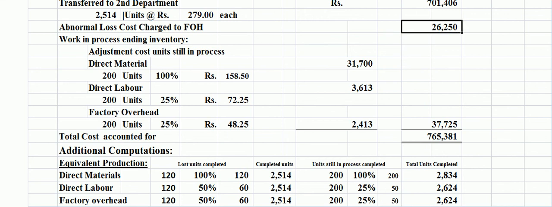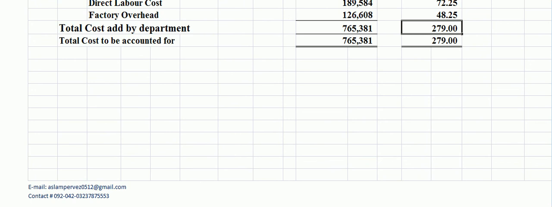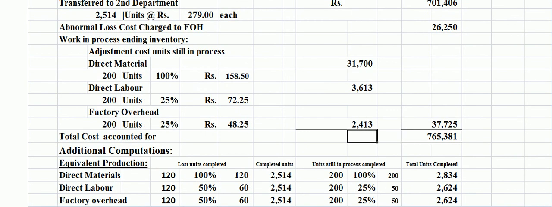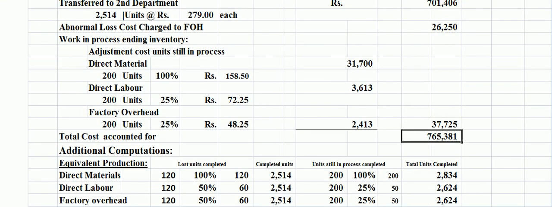Now we add these three costs here. So the final value is 7,65,381 rupees. Students, this is a reconciled figure which must be equalized with the second section in total manufacturing cost here. 7,65,381 rupees, and this is equalized with this figure 7,65,381 rupees here. Students, both figures are equalized. It means that our question is 100% accurate.